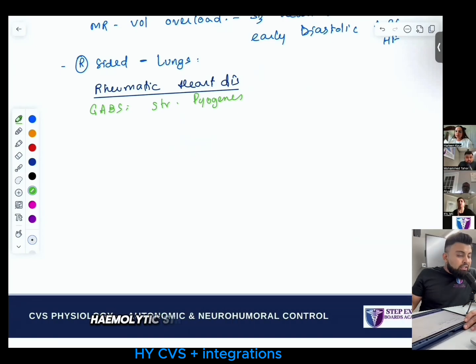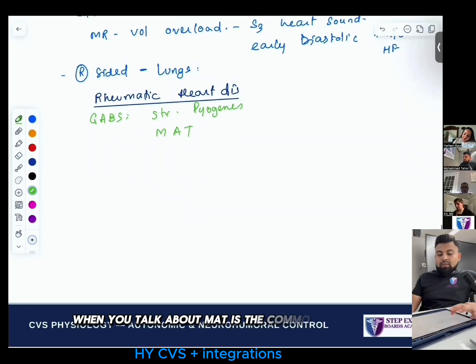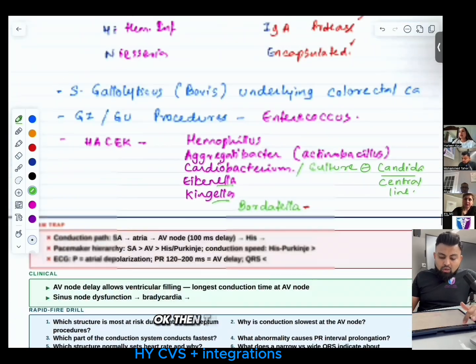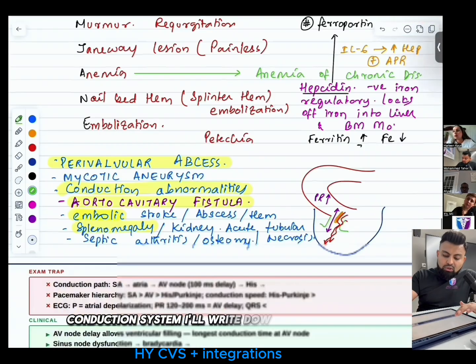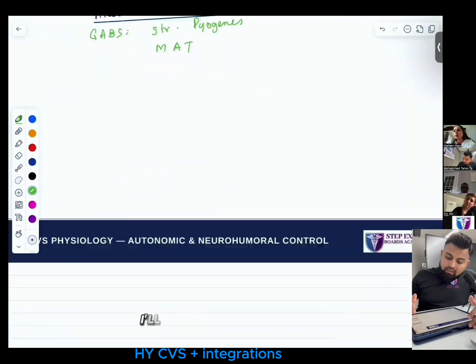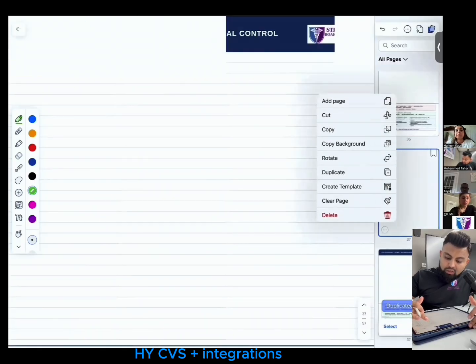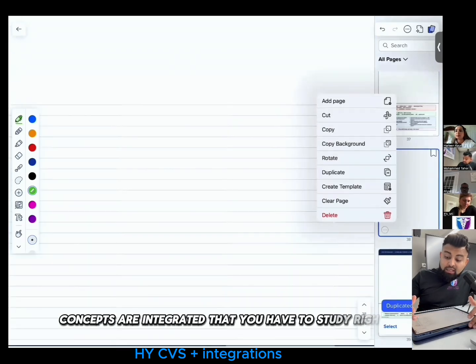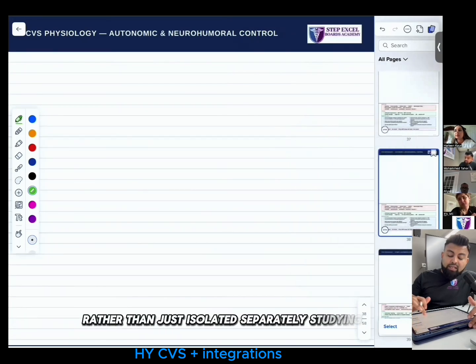So Group A beta hemolytic streptococci for rheumatic heart disease. Please remember, this is associated with the same etiology. When you talk about it, MAT is the common thing, okay? The order is MAT, so mitral and tricuspid. Actually, here we were supposed to write down the conduction system. I'll write down the conduction system along with the autonomic reflexes, right? I will write it down here, no problem. That's going to be fine because anyhow, the concepts are integrated that we have to study, right? If you integrate and study, you will remember better rather than studying isolated and separately, okay?